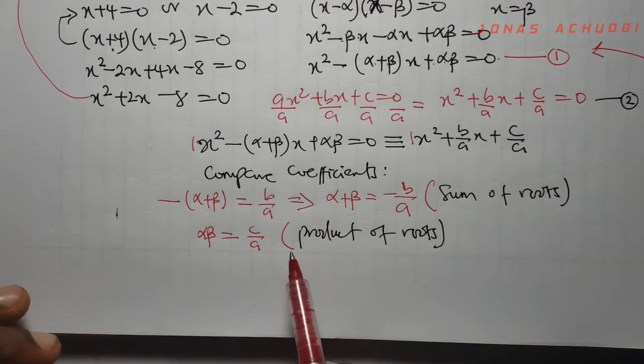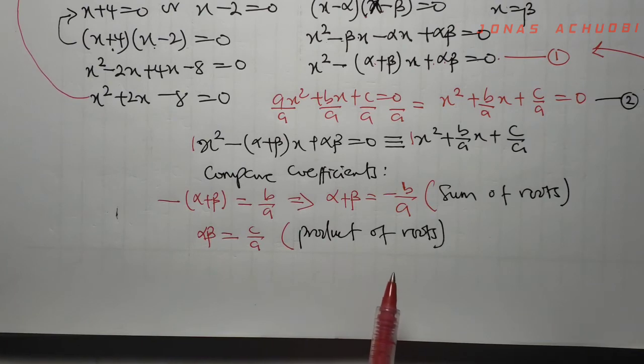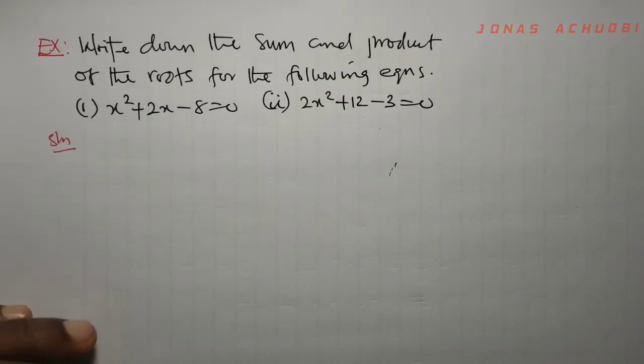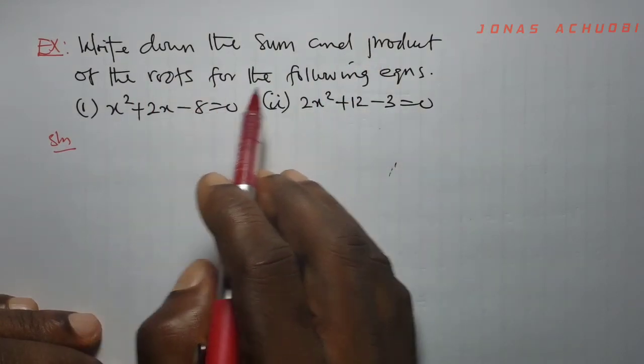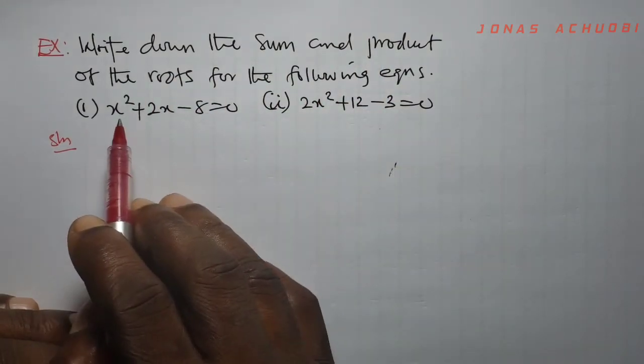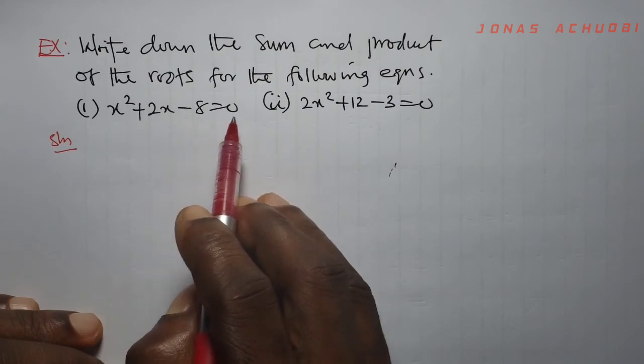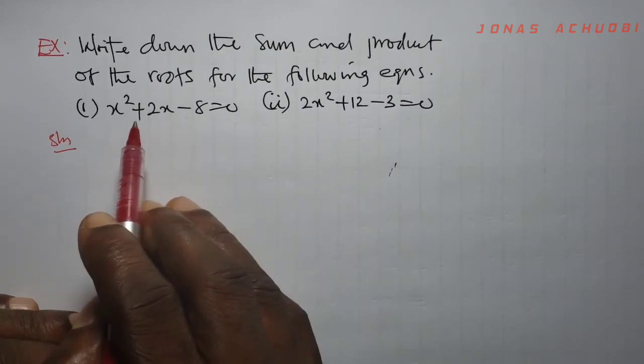We shall now take one or two examples to illustrate how this is applicable. We are asked to write down the sum and product of the roots for the following equations. Number 1, x squared plus 2x minus 8 equal to 0. And this is our first example again.